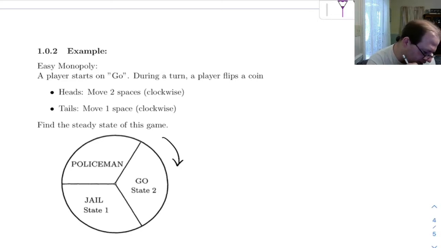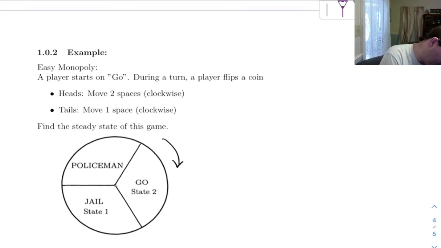So we want to find the steady state vector of the game. So let's look at it. How many spaces do we have on the board here? We've got three spaces, but one of them is the policeman that says go to jail. So you never wind up staying here. If you get to this point, it sends you to state one. And if you just land on state two or land on state one, you'll be in those states.